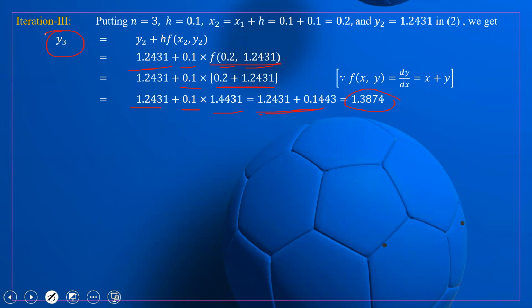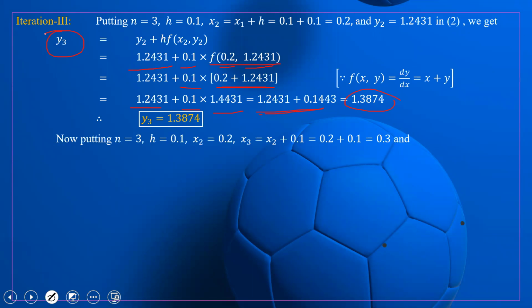Now we have to again calculate the best approximate value of y3 by using the corrected value of the modified Euler's method. So now putting n equal to 3, h is equal to 0.1, x2 equal to 0.2, x3 is equal to 0.2 plus 0.1, which is 0.3, and y2 is what? What is the value of y2? This y2, we are taking the same value. So up to this step, all values will be the same. The next point is what? Now this will change only. We are adding this 0.1, 0.3 will be changed. And what is the value of y3?